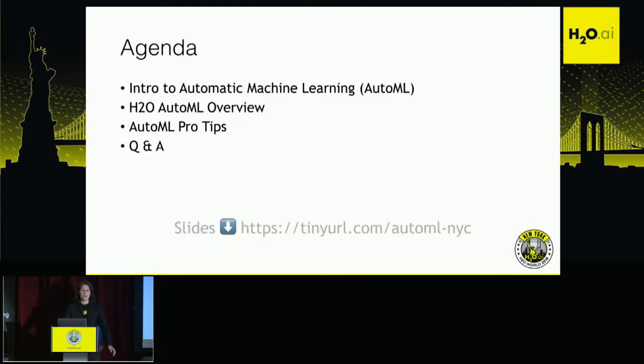So this is what I'm going to talk about today. So first I'm going to just give an overview of what automatic machine learning is, and then speak specifically to what H2O AutoML is, and then I'm going to sort of go over some pro tips. So if you want to just get out your laptop later and try this out, I'll give you some helpful tips on how to best use the system. And if you want these slides, I made them available at this link. So I'll also put that URL at the end of the talk as well. And actually all the slides and videos will be online later.